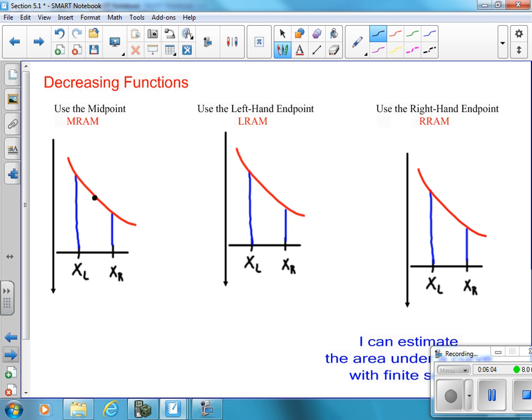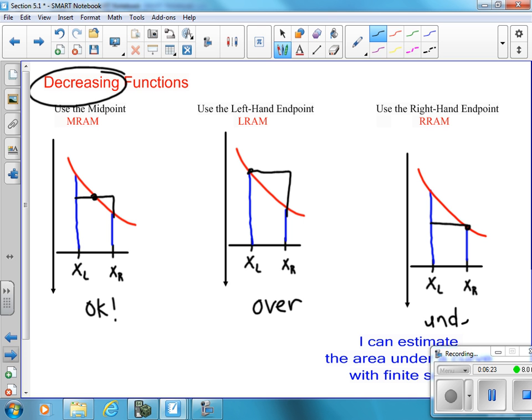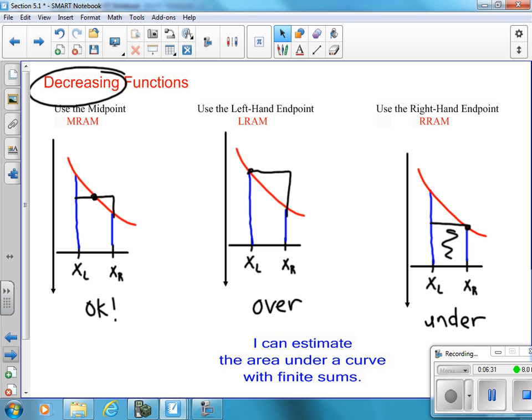A midpoint, again, gives you an okay estimation. A left RAM, in this case, gives you an overestimation because your function is decreasing. And the right RAM gives you an underestimation because you're going to give the area of that rectangle, and therefore it underestimates the area under the curve.